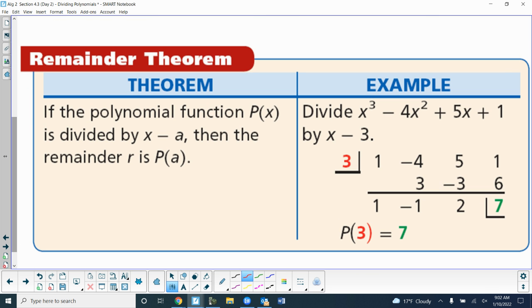Meaning, if we're doing p of 3, if you just had this polynomial and I asked you for this, what do you do with the 3? You plug it in for x, right? Yeah. So if I plug 3 in for x, I'm going to get 7. But you could also put 3 in your little box and do synthetic division, and whatever the remainder is, that's the answer. So that's what they're asking you to do. Do synthetic division, whatever you get for the remainder, that's the answer to the problem. You don't have to write out the long answer.